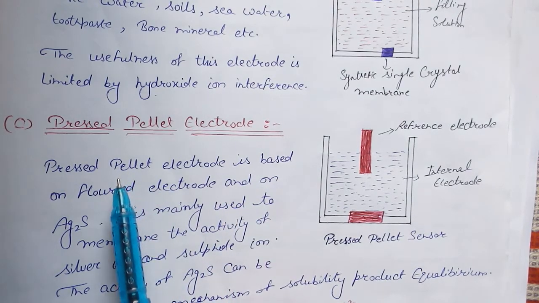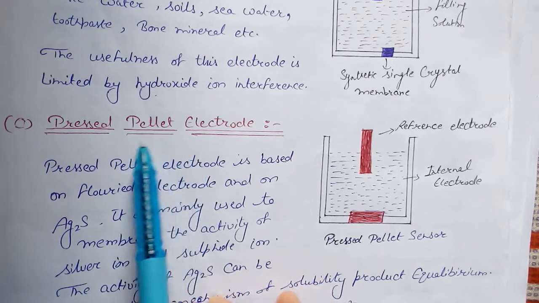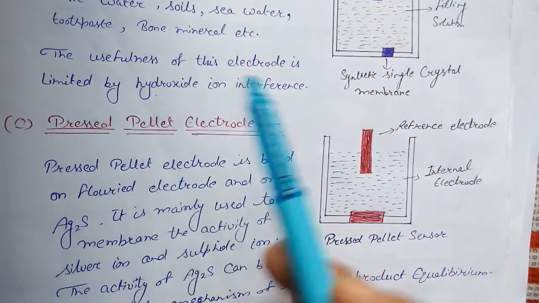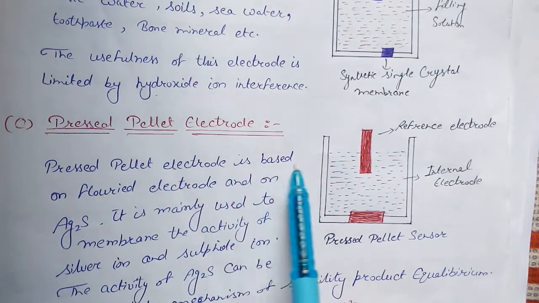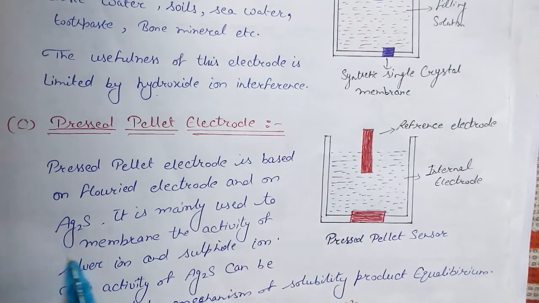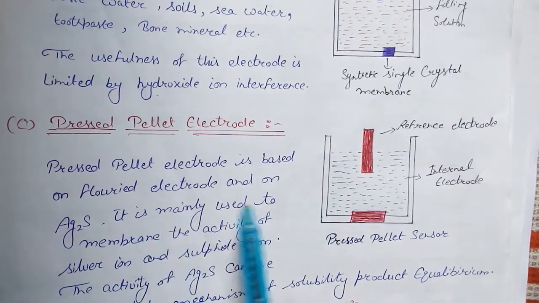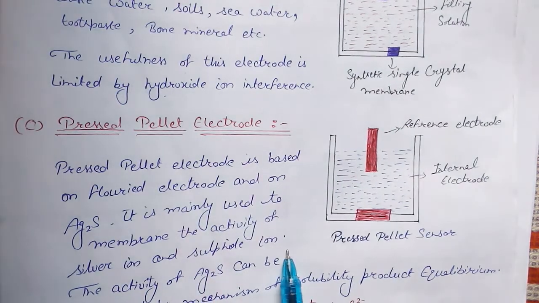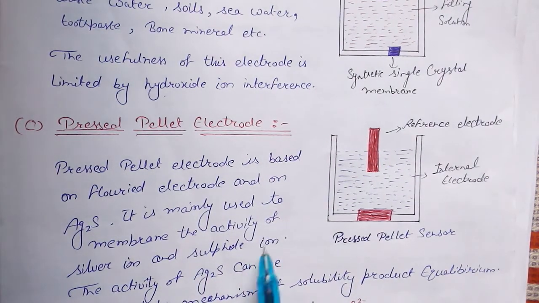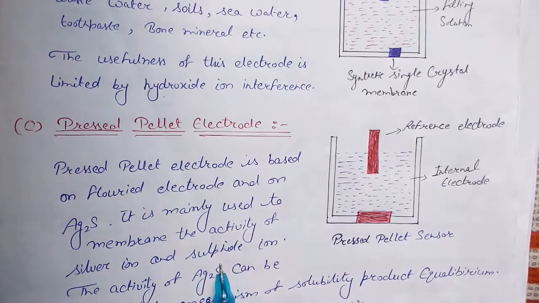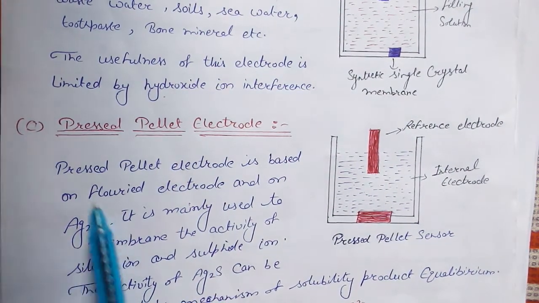From here we can say it is a plate type, you can say pellet type electrode, which will work as a sensor. So the press plate electrode is based on the fluoride electrode and on silver sulfide. It is mainly used to measure the activity of silver ion and sulfide ion. So it depends upon two ions. First one is silver ion, second one is sulfide ion. So it is made up of silver sulfide.